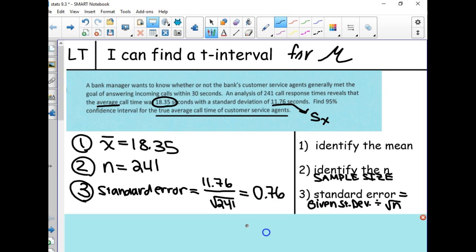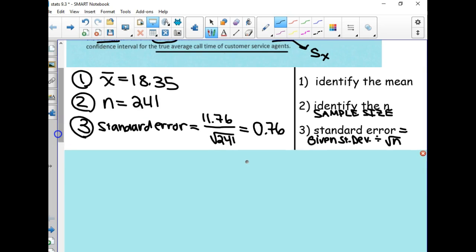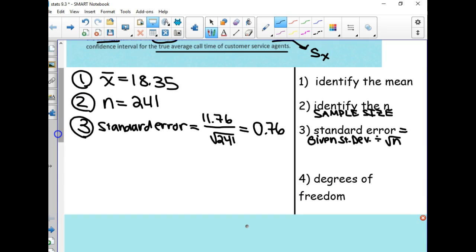All right, the next one is we need to find what we call the degrees of freedom. And the degrees of freedom we can call df. And it's equal to n minus 1. Okay, so we find our degrees of freedom. Degrees of freedom is a measure of spread.